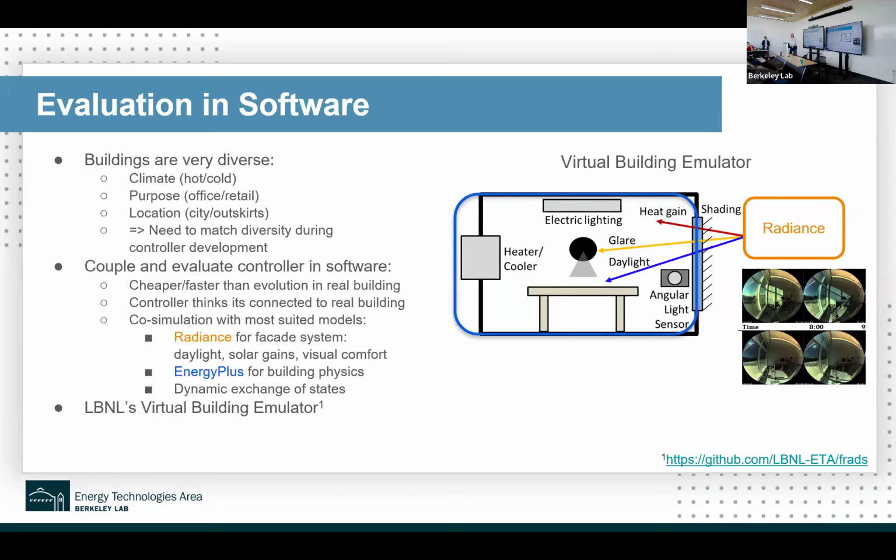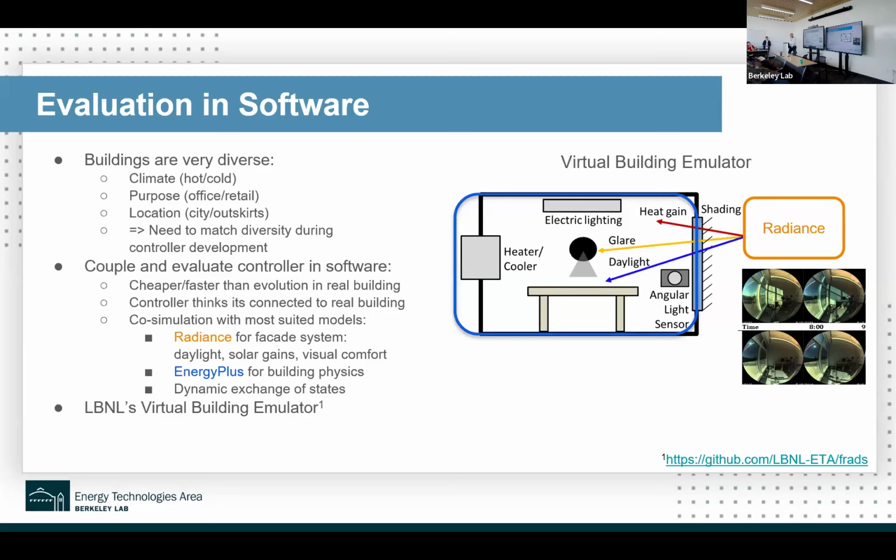And in order to evaluate our tools, we need simulation tools. We can't just come up with a control system and say that's how it works and plug it into a building. So we have a number of different simulation tools to evaluate these control systems. In this case, we mostly focus on the connection of two of our tools. One of them is the Radiance tool, which is used to model daylighting, solar gains, and visual comfort, and then EnergyPlus for the building physics simulation.